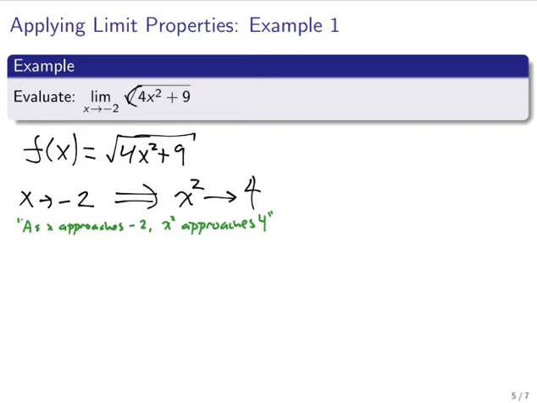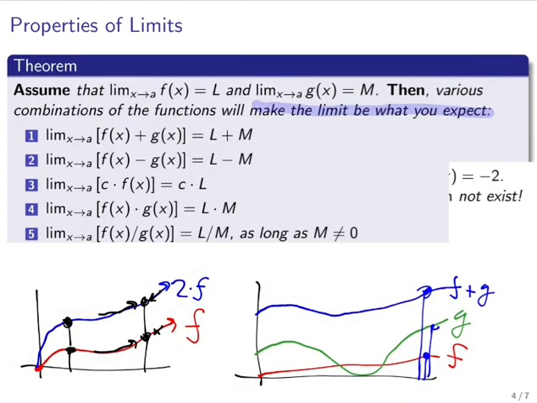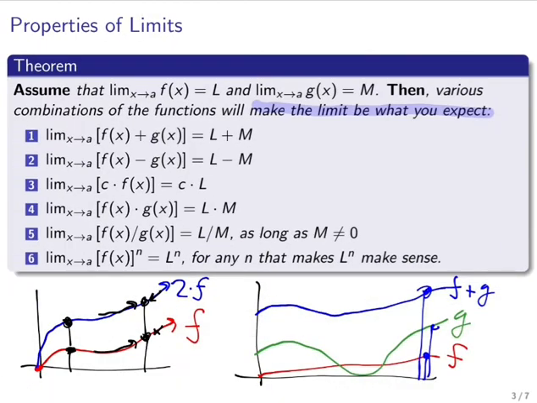And then what's the next order of operation? That x squared is multiplied by 4. So as x approaches -2, I can therefore say that 4x squared will approach 4 times 4, or 16. And then as x approaches -2, it will also be true that I can add 9 to that, and that will approach 25. So in these two steps, I'm applying the multiplication property and the adding property, or in other words, I'm applying property number 4 there, and I'm applying property number 1, I guess, with the function g being just a constant 9.